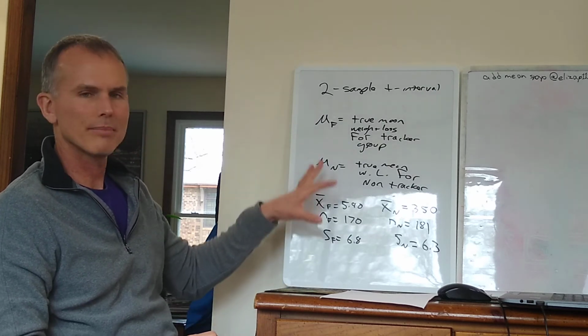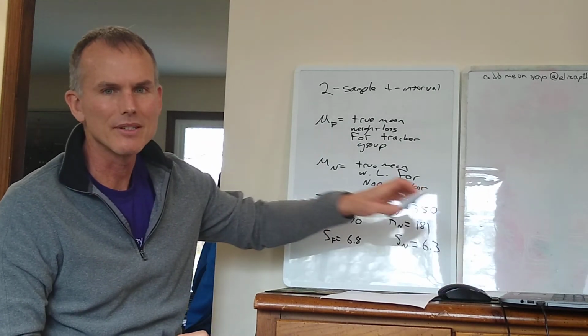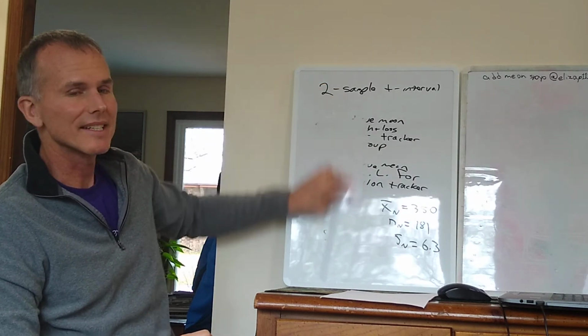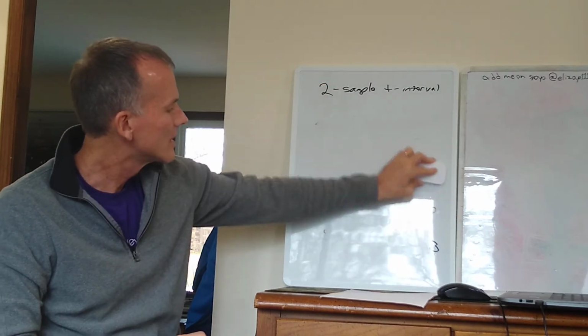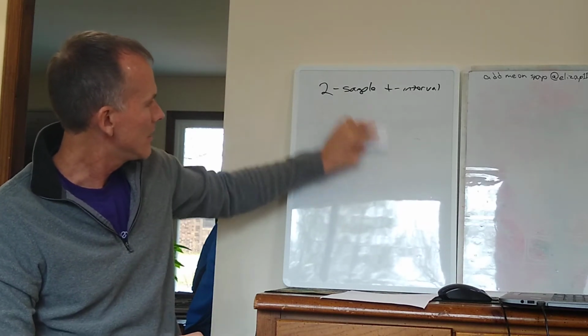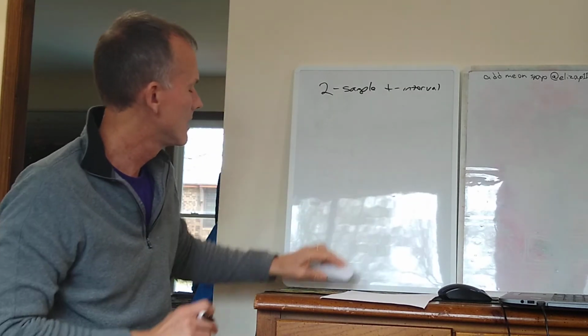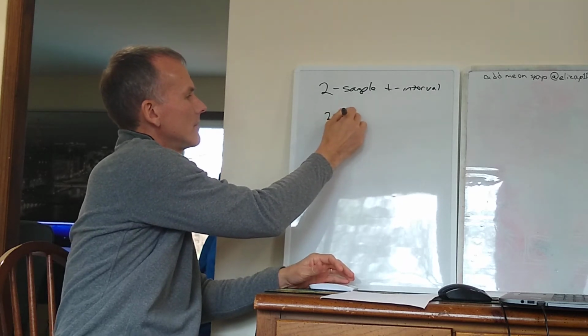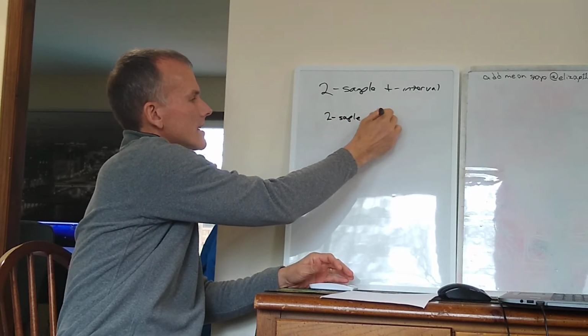On the next page here, I'm going to define the procedure that we're going to use, although you can see it at the top of the board space. There. So I'm going to name the procedure. It's going to be a 2-sample T interval.